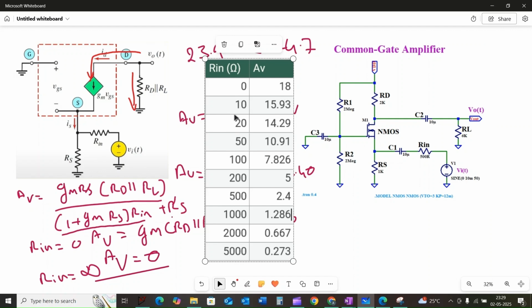This concludes our example for common gate amplifier using N-channel enhancement MOSFET.